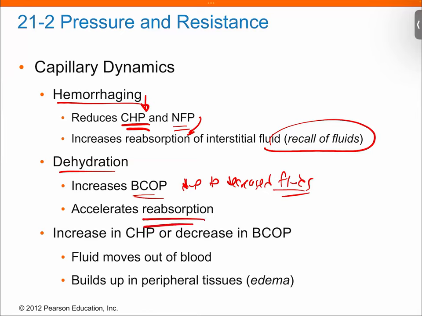And this will also increase reabsorption as well. So basically, if you either increase your CHP or decrease your BCOP, this is the flip side of it, right? So we're decreasing the other. Increasing your CHP is increasing your blood pressure. BCOP is increasing or decreasing the osmotic suck, if you will. So this will have the opposite effect, right? This will actually move things out of the blood, so it'll favor filtration.